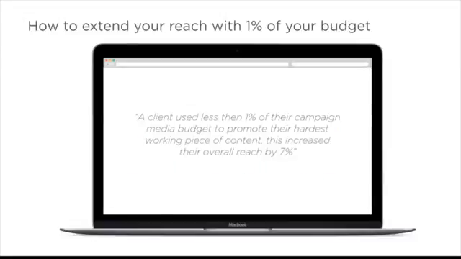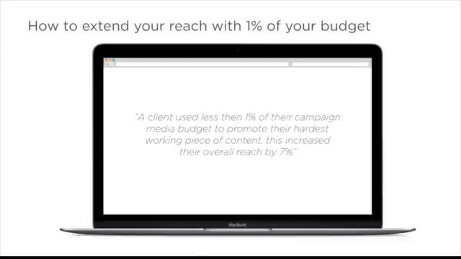For example, a client on a recent campaign used less than 1% of the campaign media budget to put behind their hardest working piece of content, which helped to increase their overall reach by 7%. Holding budget back to not only place behind the hardest working piece of content, but also the media channel that's driving the highest quality metrics, attention minutes or virality, will allow you to get the most out of your campaign.